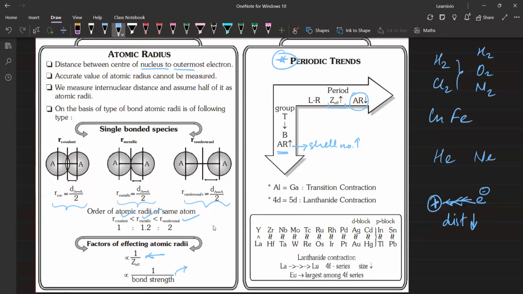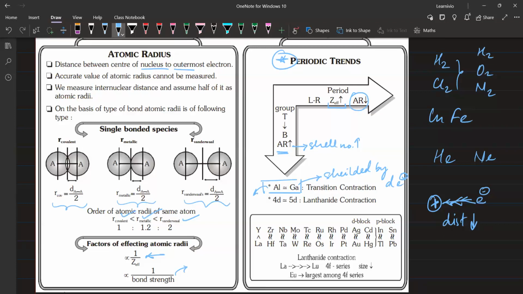Okay. Now, there are some exceptions that you have to remember. Aluminium and gallium have almost similar atomic radii, and that is because of the transition contraction. If you look at the position of aluminium, there are no d block elements before aluminium, but as soon as you go to gallium, there are d block elements. Before gallium, you will have d block elements. So what happens to gallium? It is shielded by d block elements, or rather I should say d electrons.